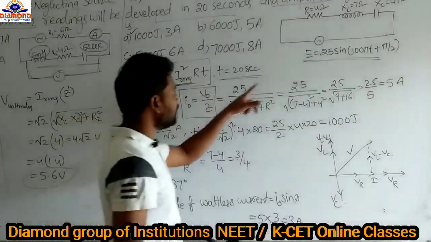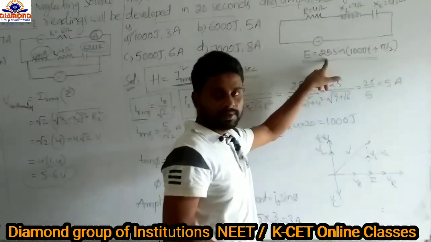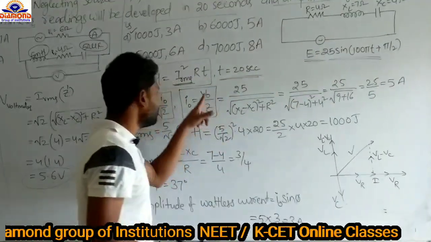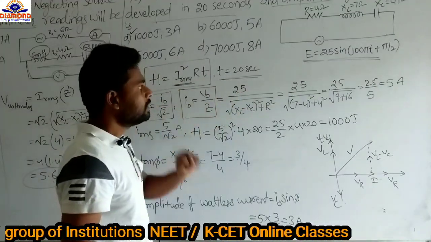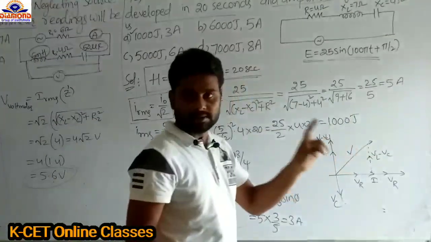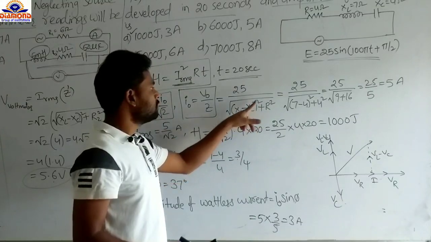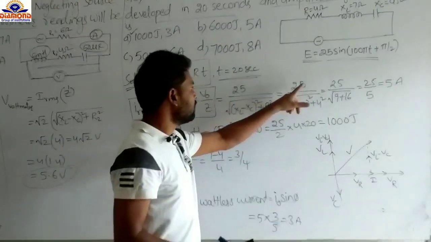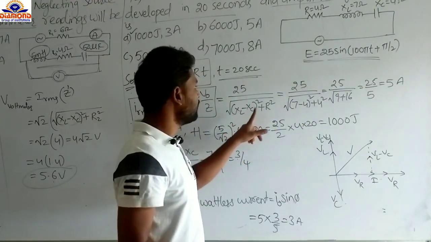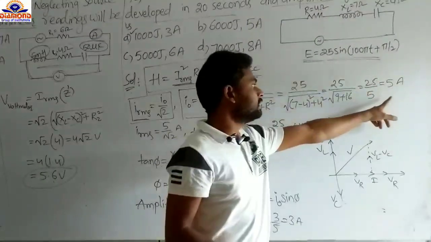V naught value from the equation E equal to 25 sin(100 pi t plus pi by 2). Here 25 is nothing but V naught, the maximum voltage. So I naught is 25 by Z. Z value we already know: three components are there, Z equals square root of (XL minus XC) whole square plus R square. Now substitute the values: 25 by, XL is 7, XC is 4, and R value is 4. Substitute and simplify, we will get 5 amperes.